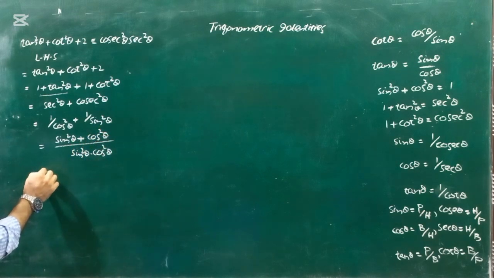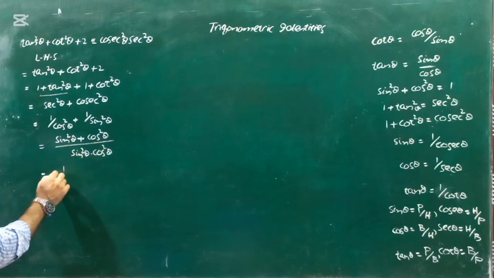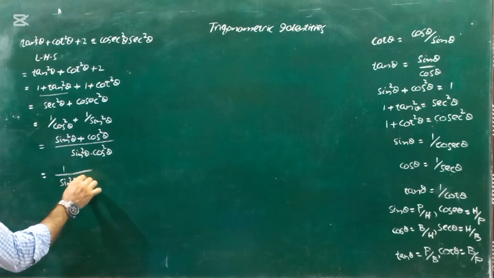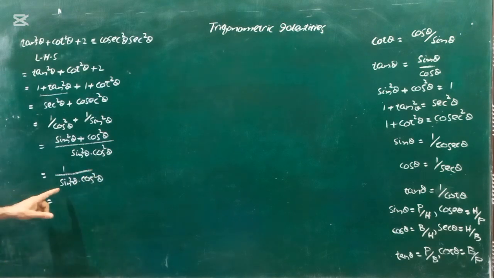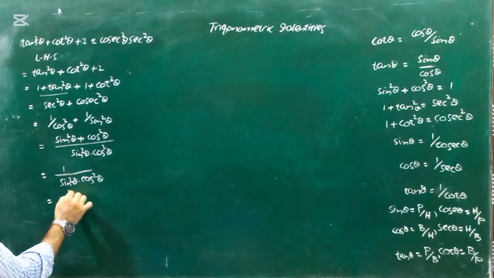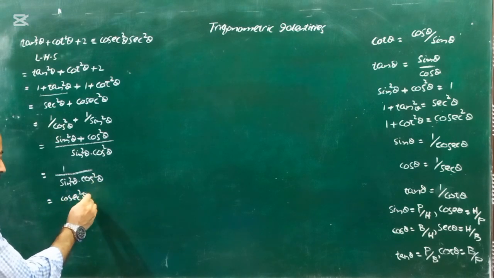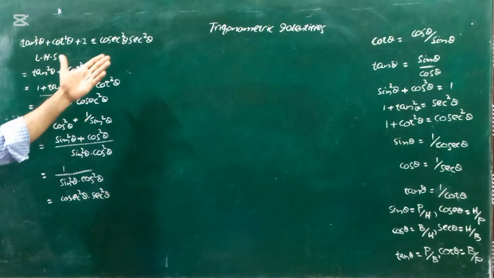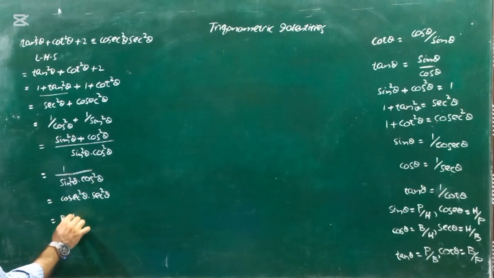So in the next step, because sine square theta plus cos square theta is equal to 1, and in the denominator we now have sine square theta cos square theta. And the very final step, sine square theta is the reciprocal of cosecant square theta, and cos square theta is the reciprocal of secant square theta. So this is the thing which is proved. It means we have proved it to the right hand side.